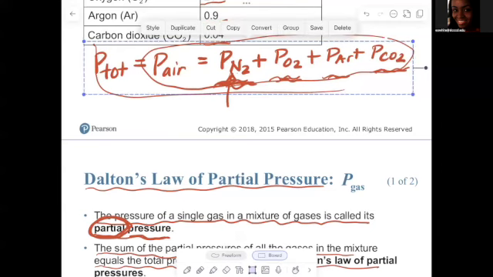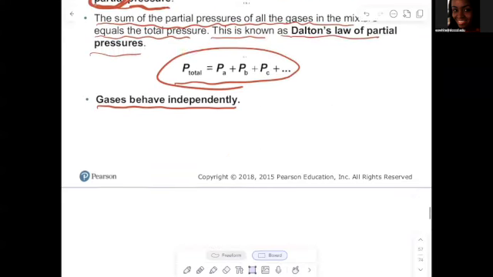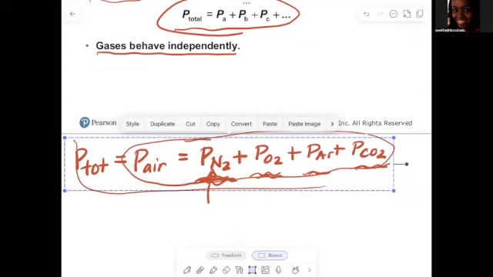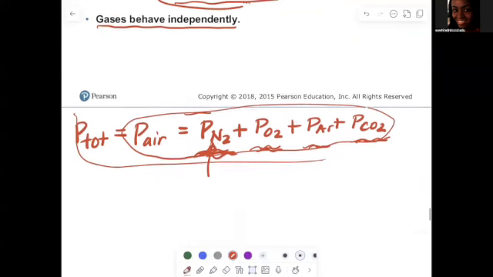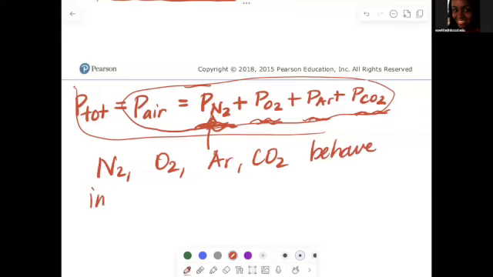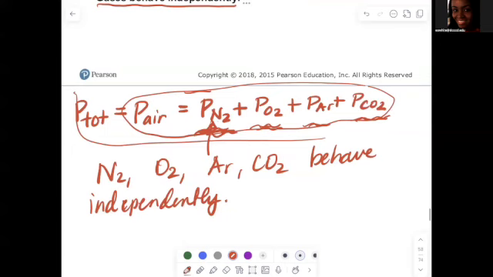Let me copy this, and add this to this blank page. So we're being told here that these gases in the mixture behave independently: nitrogen, oxygen, argon, and CO2 behave independently. My spelling is horrible. Okay, yeah, that's correct.